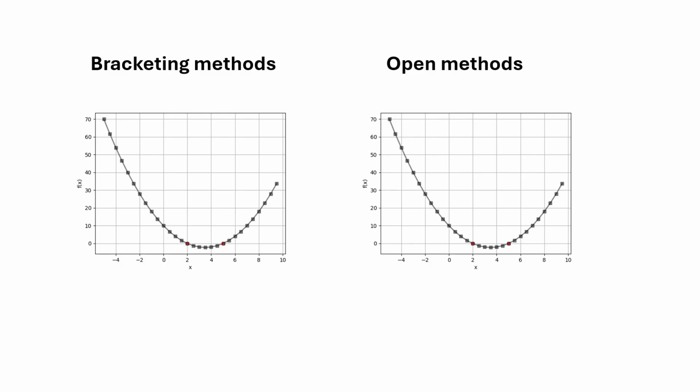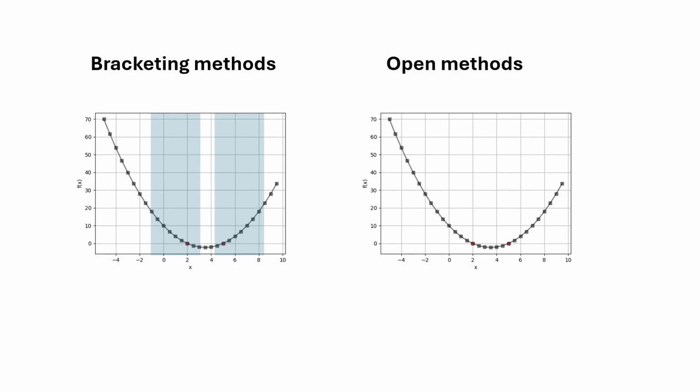Root finding methods are typically classified into two categories, bracketing methods and open methods. Bracketing methods require two initial guesses that bracket the root. In this example, there are two roots of the function f of x, so we have to provide two guesses per root. Since we begin with the knowledge of the lower and the upper bounds of the interval that contains the root, the bracketing methods always work, but they might converge slowly.